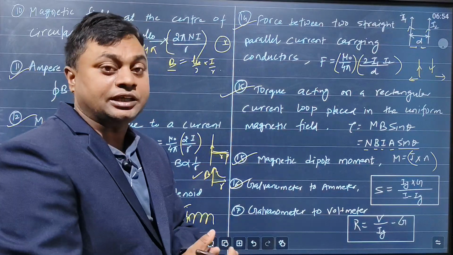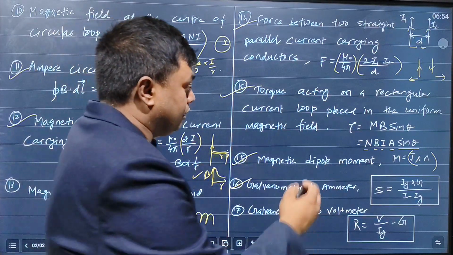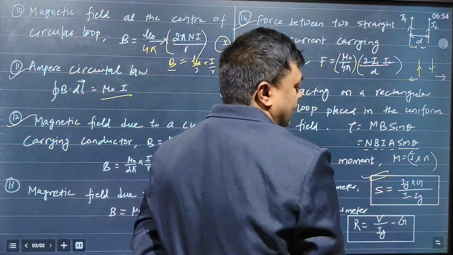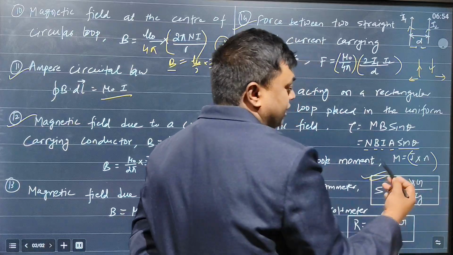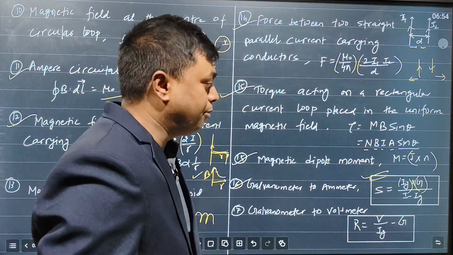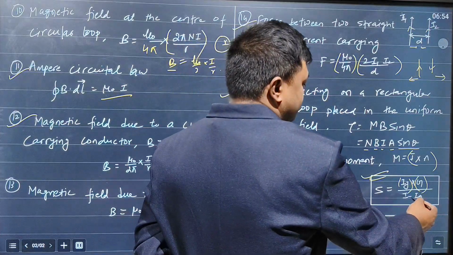If you want to convert a galvanometer into an ammeter, you have to connect a very small resistance called a shunt resistance in parallel. The value of the shunt resistor is S is equal to Ig into G upon I minus Ig, where Ig is the current in the galvanometer, capital G is the resistance of the galvanometer, and I is the current which we have to pass, minus Ig.